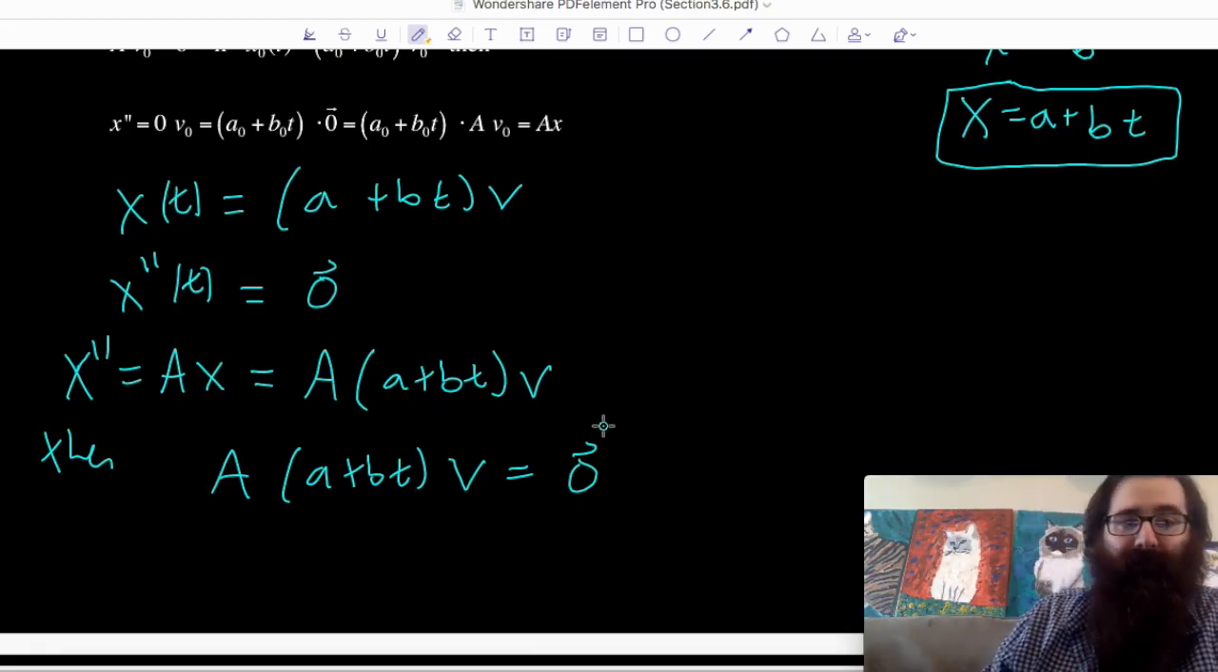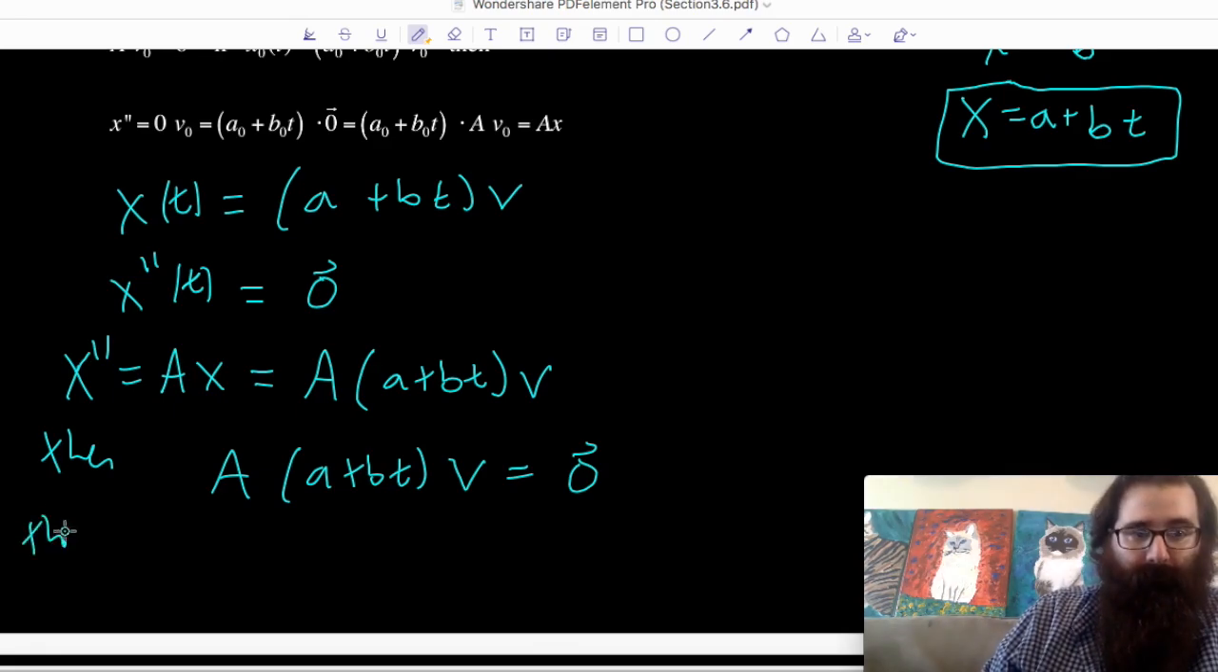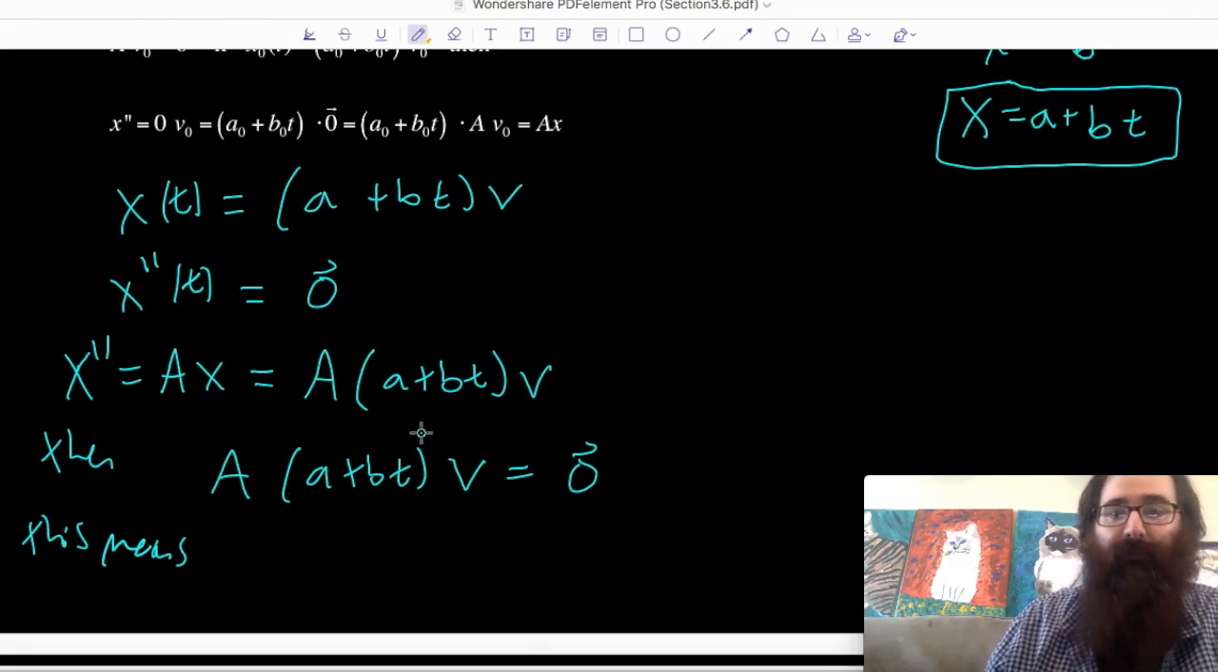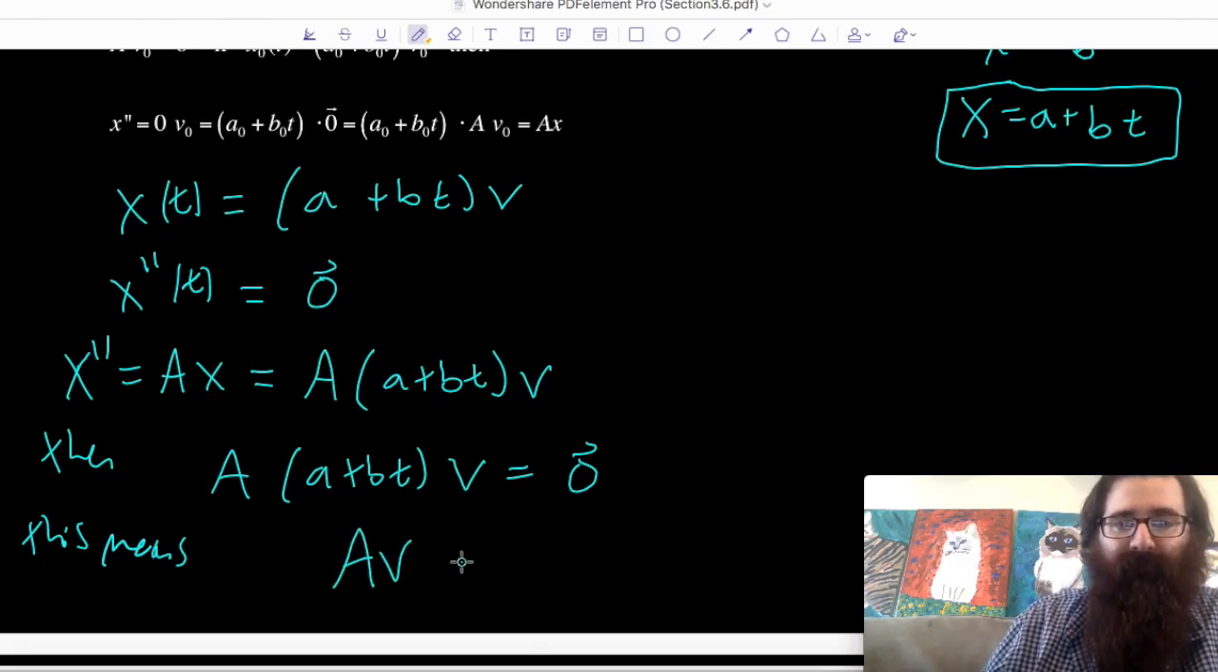So what this means, since this little a plus bt shouldn't be the thing that I'm calling out, I shouldn't be saying, well, this has to be 0. I'm not trying to make a restriction there. It means that A times v has to be 0, the 0 vector.